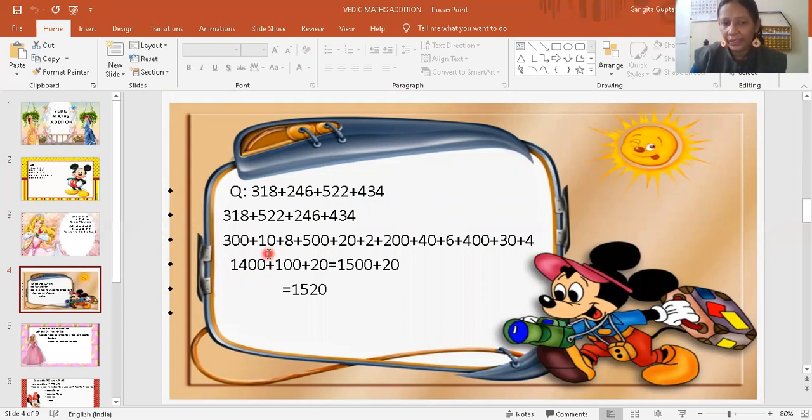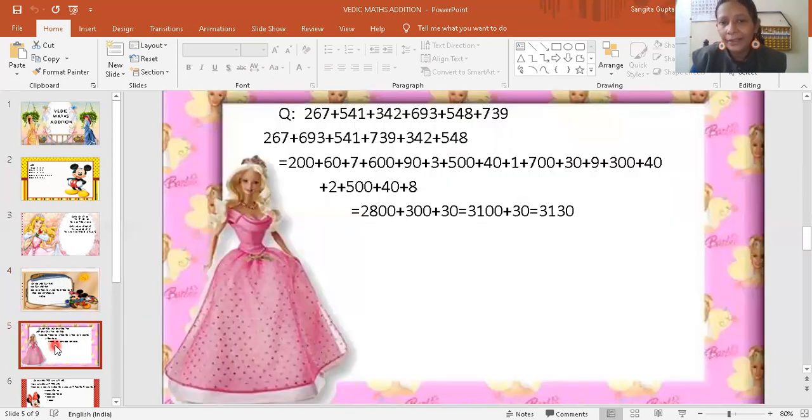Now you do the addition of tens. Now 10 plus 20 is 30. 30 plus 40 is 70. 70 plus 30 is 100. So I have written here plus 100. Now you have to add unit place. Now 8 plus 2 is 10, then 6 plus 4 is 10. So 10 plus 10 is 20. Now you can easily add this. 1400 plus 100 is 1500, and 1500 plus 20 is 1520. So this is making your work so easy. You can do this work in your mind itself also.